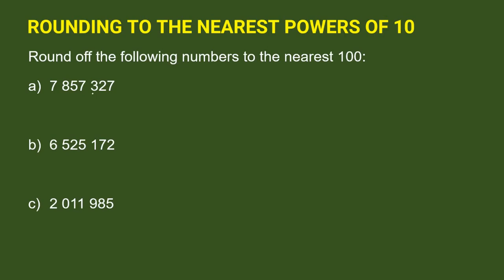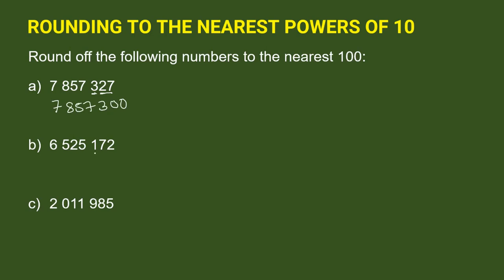So the number which is 100 here is a 3. Then the number next to it is what? It is 2. So 2 is less than 5, meaning that 3 will remain the same. So 3 is not changing, and then these two numbers will become zeros. So it becomes 7,857,300.